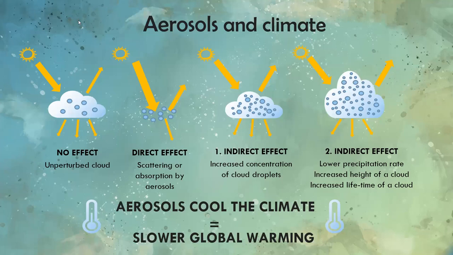absorption of light by aerosols. But as you can see, scattering is more dominant, and thus the whole direct effect is predominantly cooling. And then we have an indirect effect consisting of 2 types. The first indirect effect is connected to increased concentration of cloud droplets and thus bigger cloud albedo. In the second indirect effect, we can observe lower precipitation rate, increased height of cloud, as well as lifetime of cloud. So to sum it up, aerosols cool our climate and they can cause slower global warming.